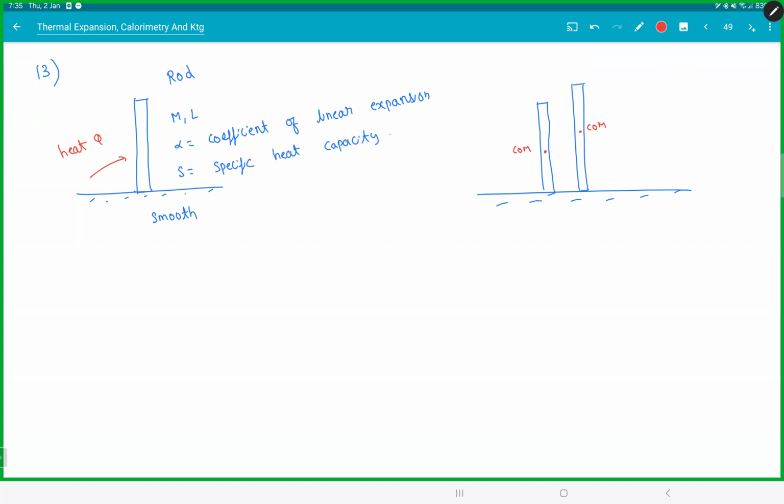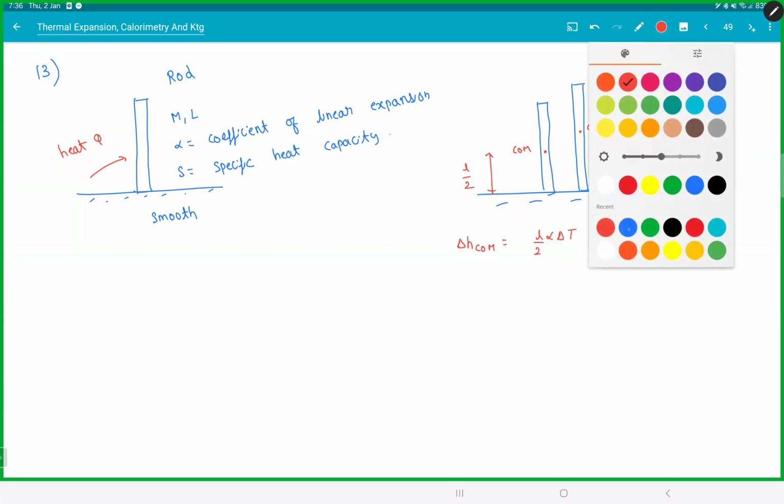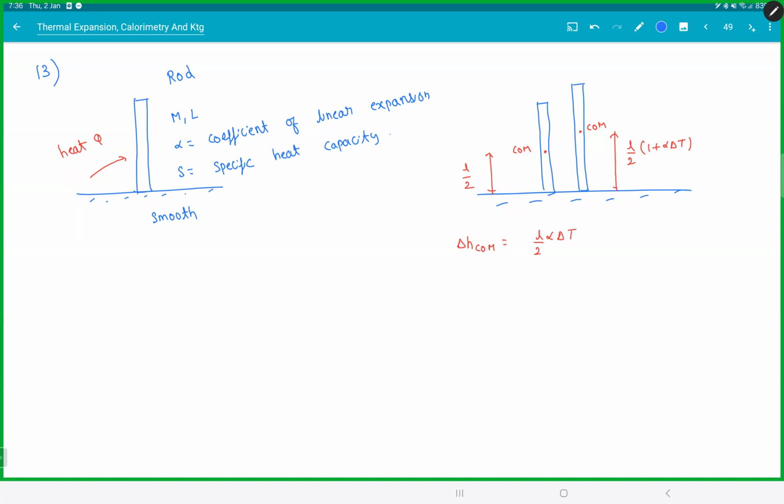That means if you take this height, L by 2, now the center of mass is at a height of L by 2 times (1 plus alpha delta T). Whatever is the bottom expansion, that will push it up. So the change in center of mass will be L by 2 alpha delta T. So my question is, who gave this extra potential energy? It must have come from somewhere, right? So the heat Q given goes for gravitational potential energy plus ms delta T. So there are two components. All the heat didn't go for temperature. You used some of the heat in order to raise the center of mass of the body.